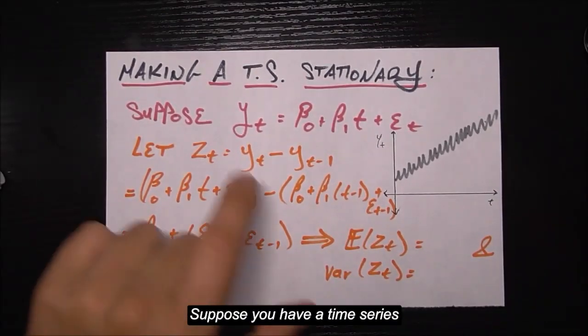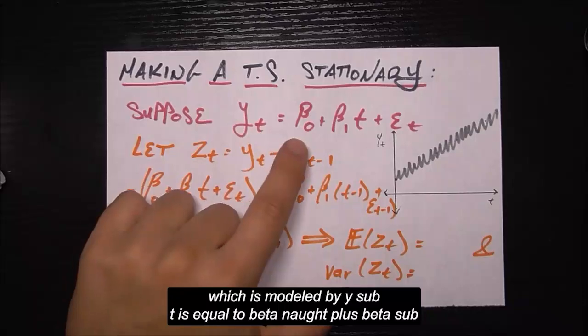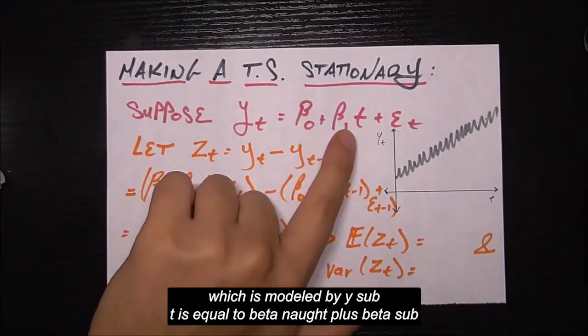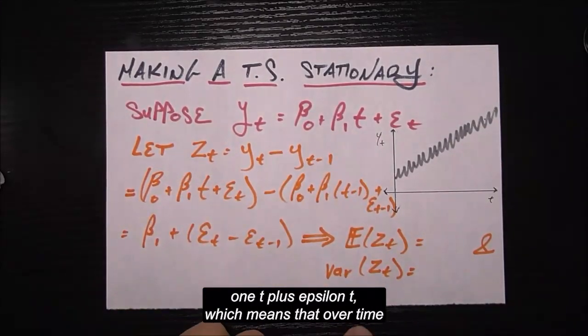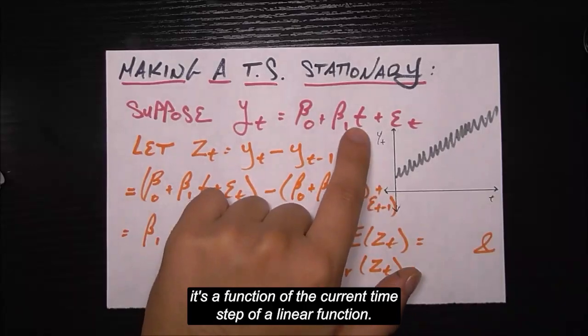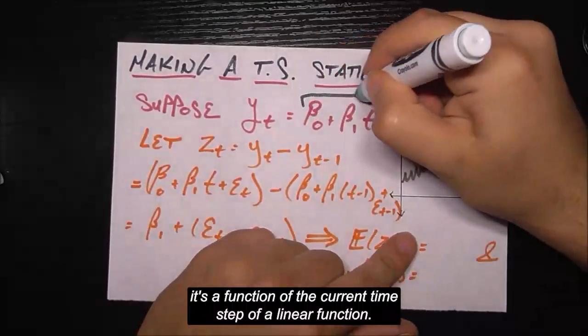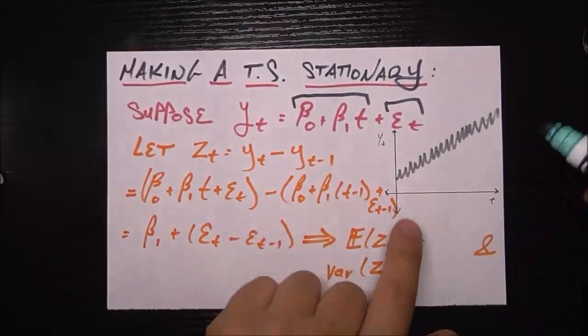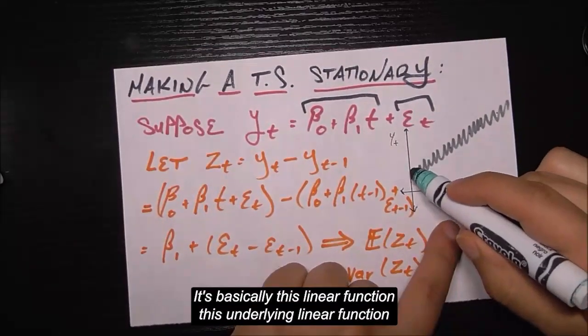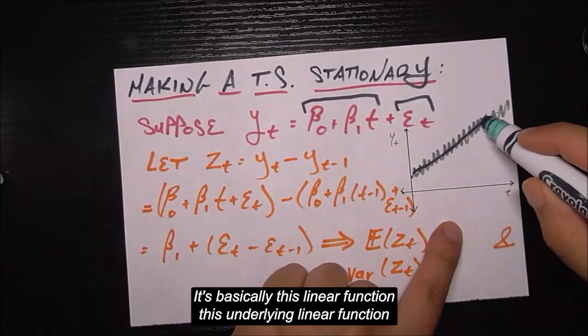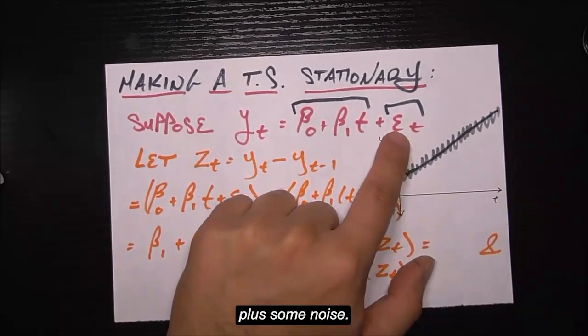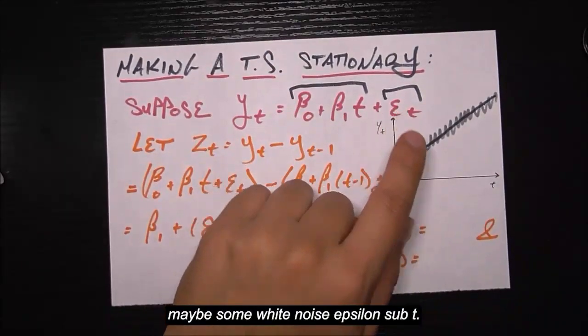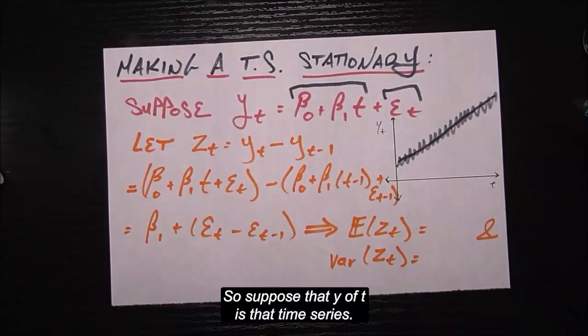Suppose you have a time series which is modeled by y sub t is equal to beta naught plus beta sub 1 t plus epsilon sub t, which means that over time it's a function of the current timestamp, basically a linear function. This is basically slope plus intercept plus some error. So that's what we see in this graph here. It's basically this underlying linear function plus some noise, maybe some white noise, epsilon sub t. So suppose that y of t is that time series.